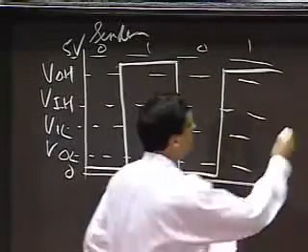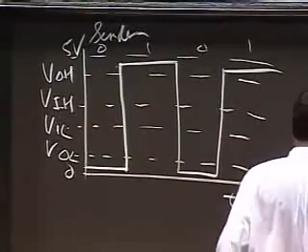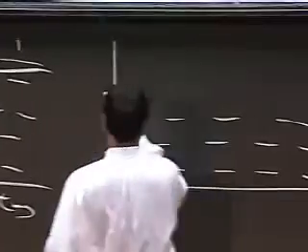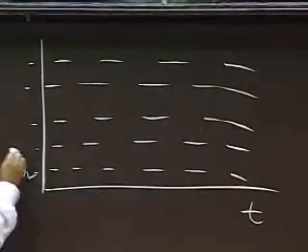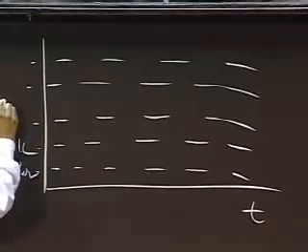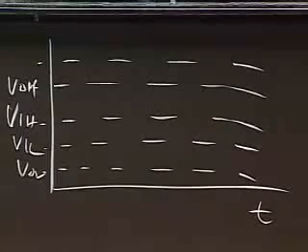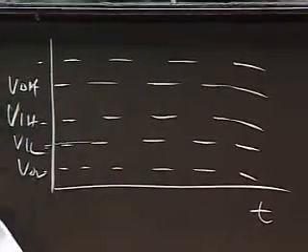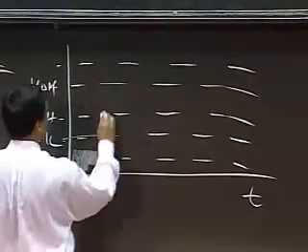And at the receiver, I have VOL, VIL, VIH, VOH. So at the receiver, I interpret any signal below VIL as a 0. I may get some signal that looks like this.